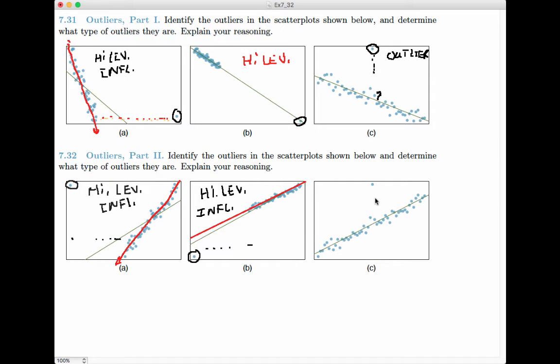And then hopefully in part C you can see the part C's are the same. Since this one doesn't have a large horizontal distance away from the rest of the data, it has simply got a large vertical distance away from the data, so it's just an outlier and nothing more. It doesn't have any leverage and it's not going to be that influential on the resulting linear model.